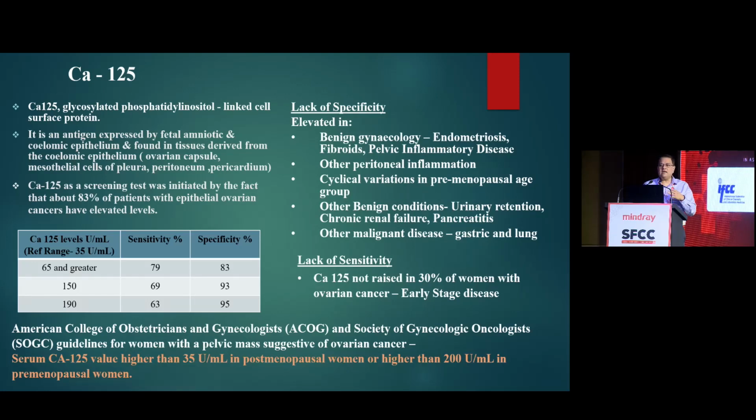A further very nice guideline which ACOG and SOGC have given, in terms of interpreting this single number that we get as a serum CA125, is this: you should take the patient's age into consideration. If the patient is premenopausal and in the reproductive age group, any number above 200 is to be considered significant. But if a person is postmenopausal, any number more than 35 is to be considered significant. This is very clearly defined by the ACOG and SOGC guidelines.